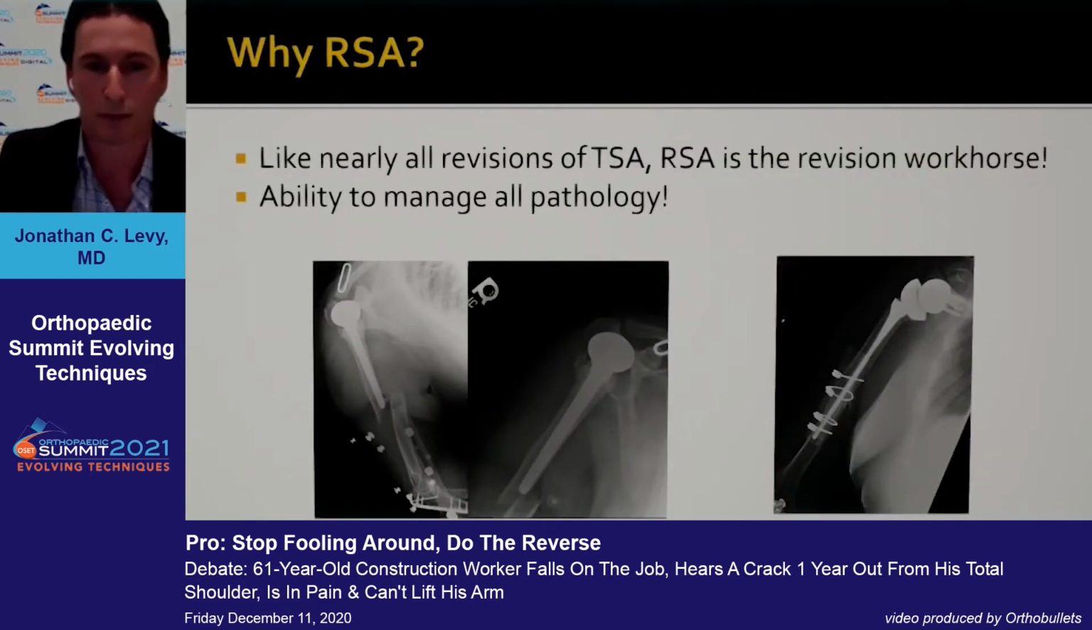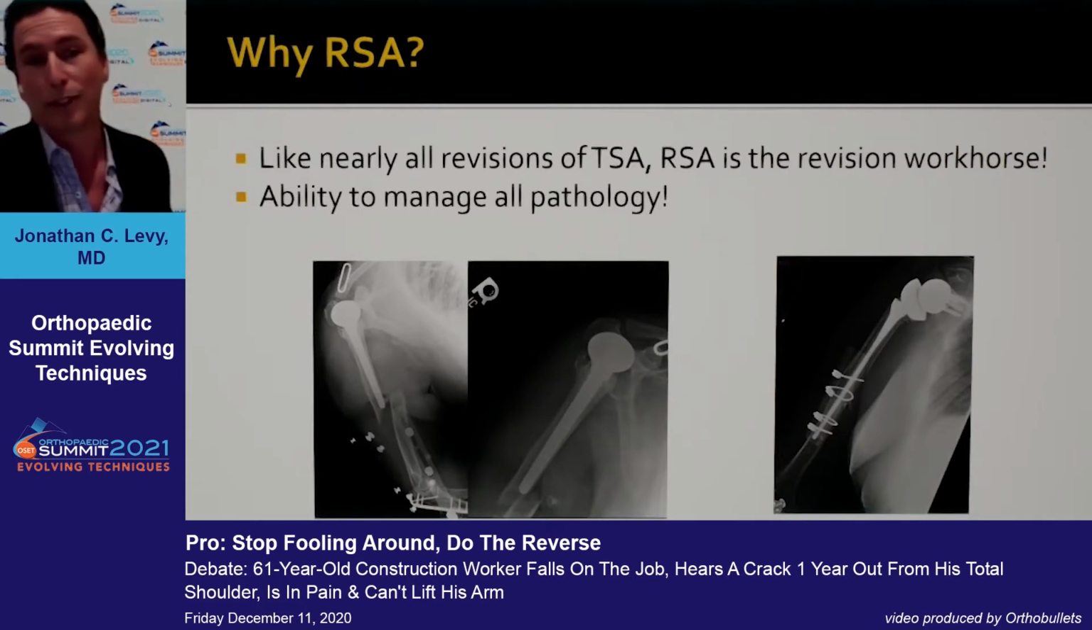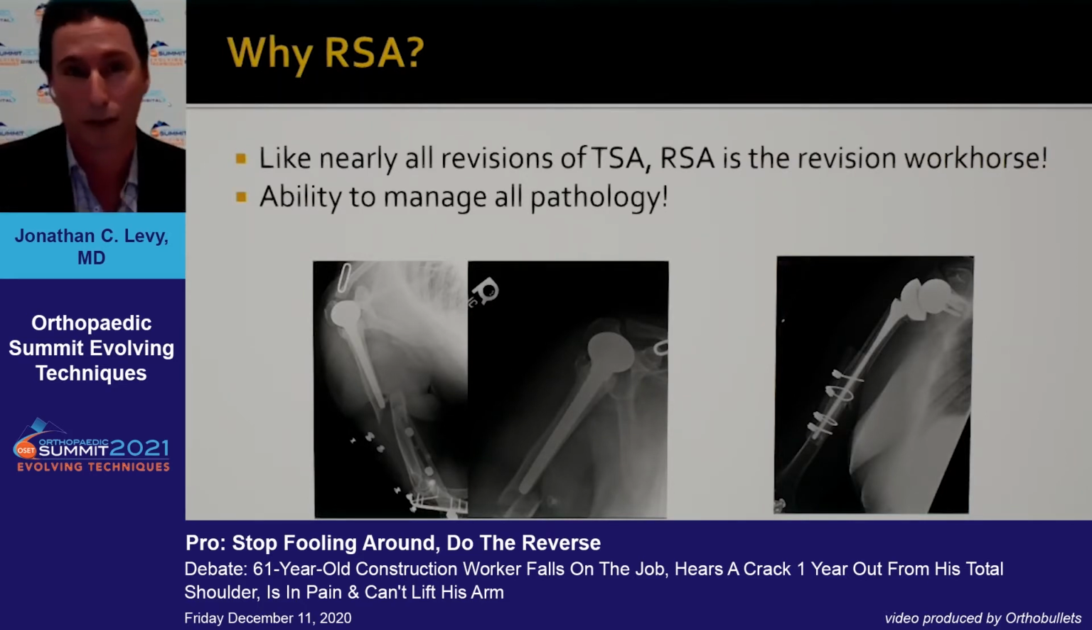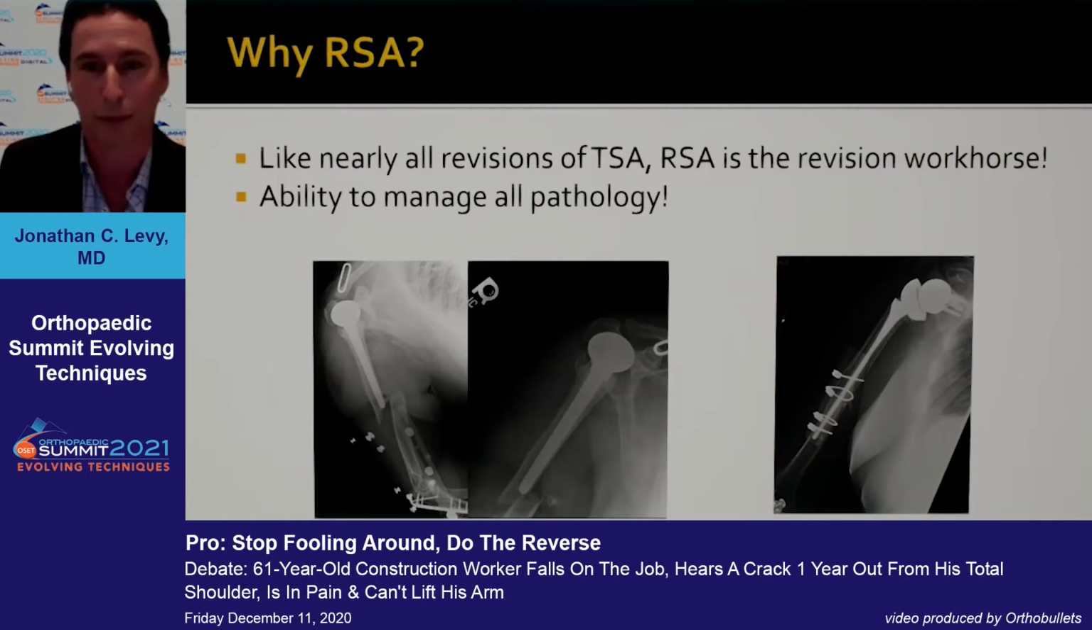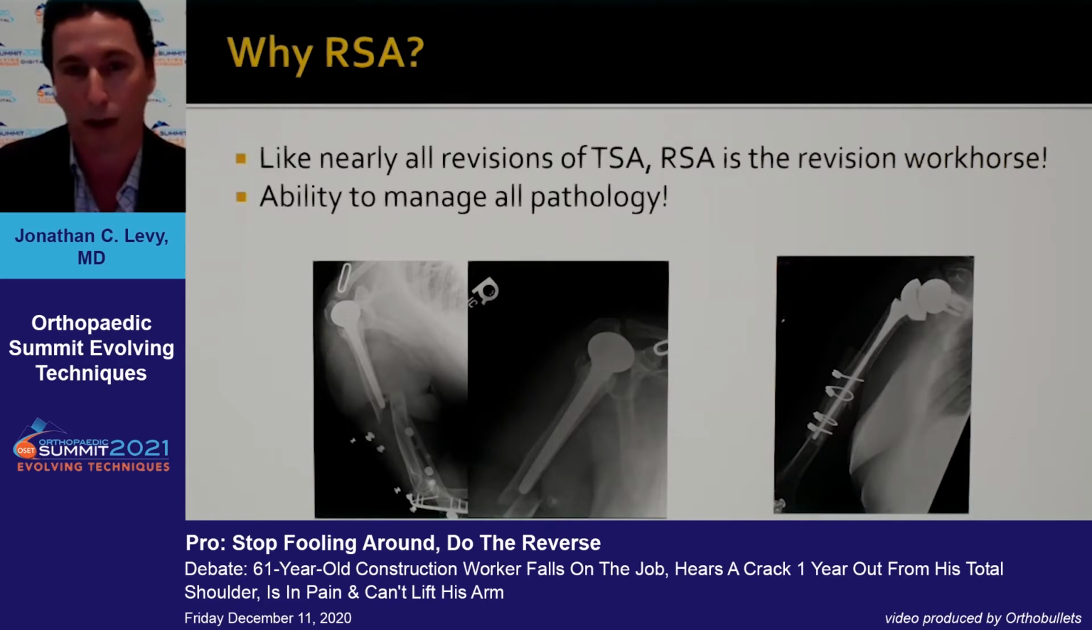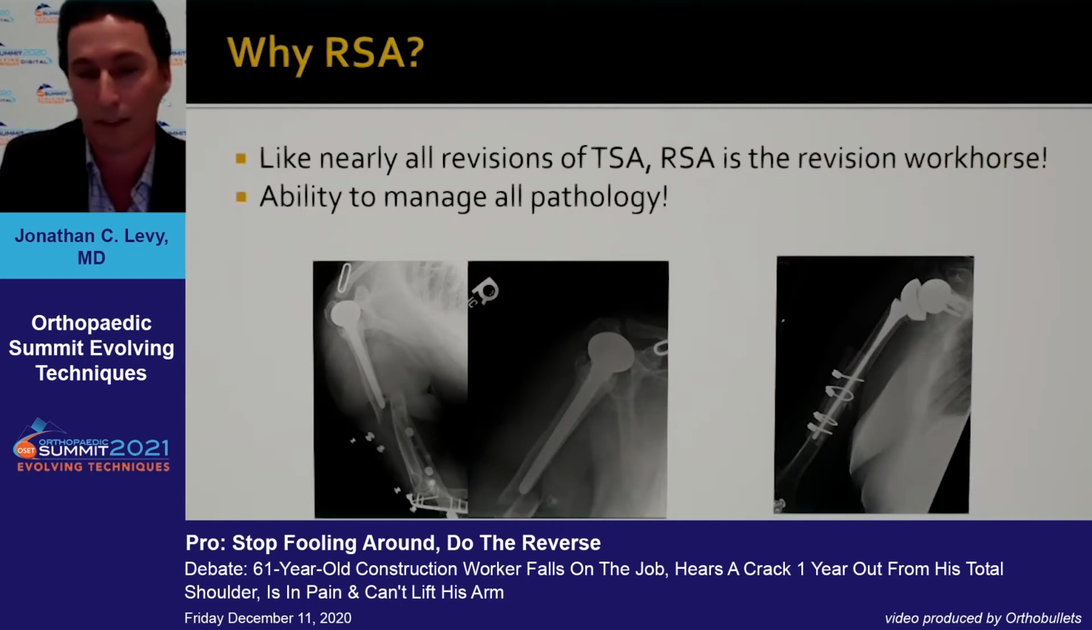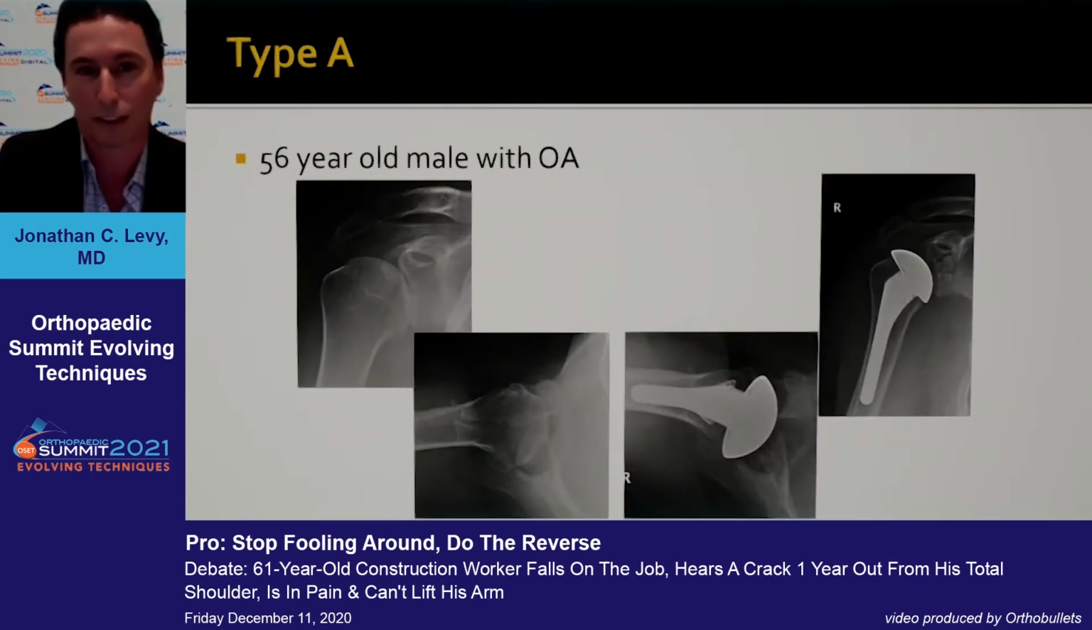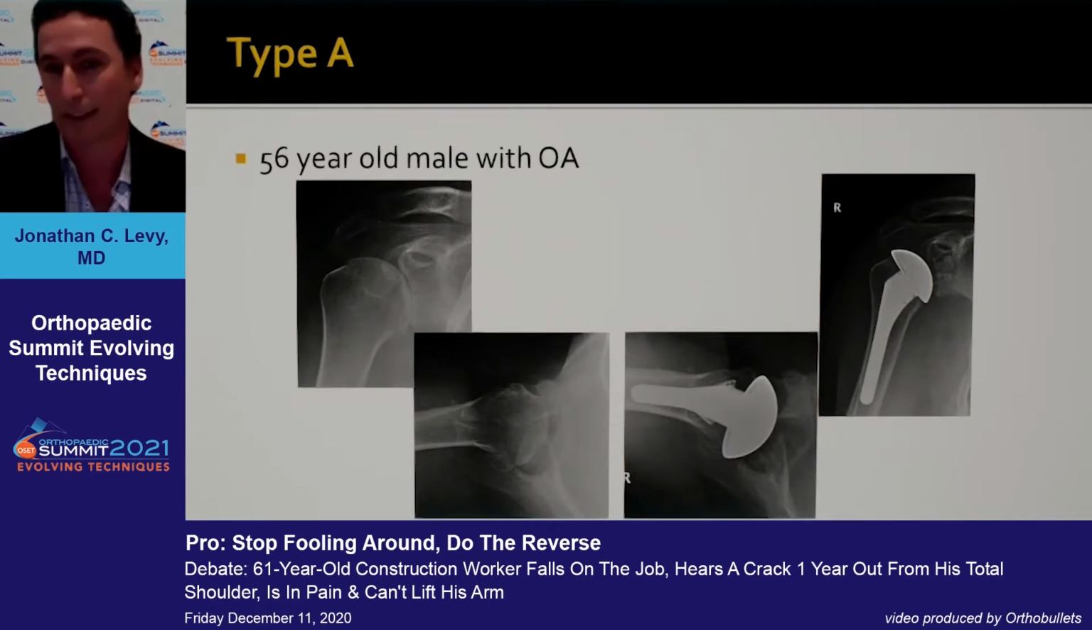So why would you do a reverse? Well, gosh, the main reason we do a reverse is because, like every other revision of a total shoulder arthroplasty, reverse is such a crazy, amazing workhorse in its ability to manage a variety of pathology often presented with a total shoulder, like cuff disease and instability, all of these things that can't be managed by just fixing the fracture.